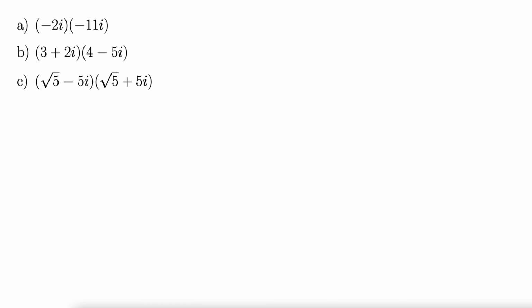Multiplying complex numbers is very similar to multiplying binomials, except for one thing. There's one simple fact that you have to remember, and it's very, very important, and it's this. i squared equals -1. Tattoo this on your brain.